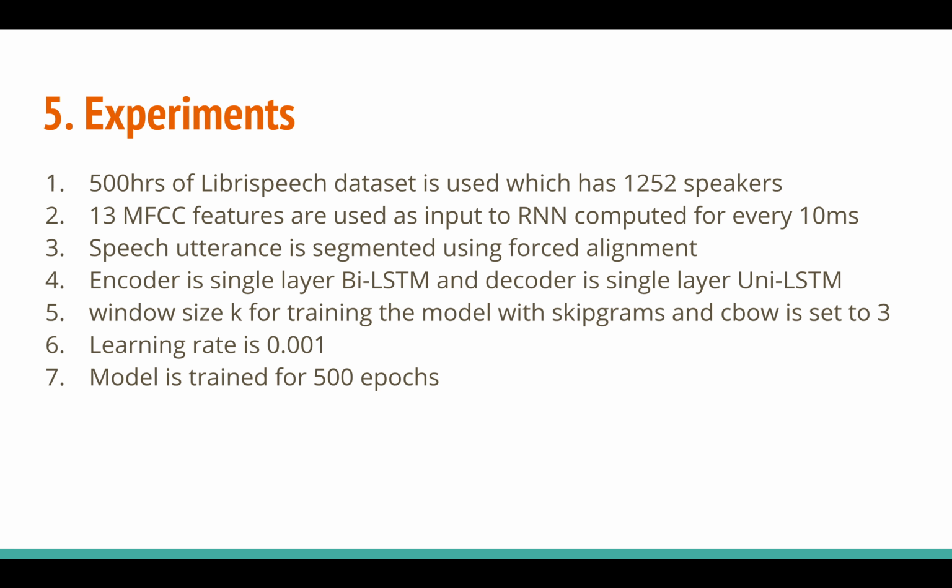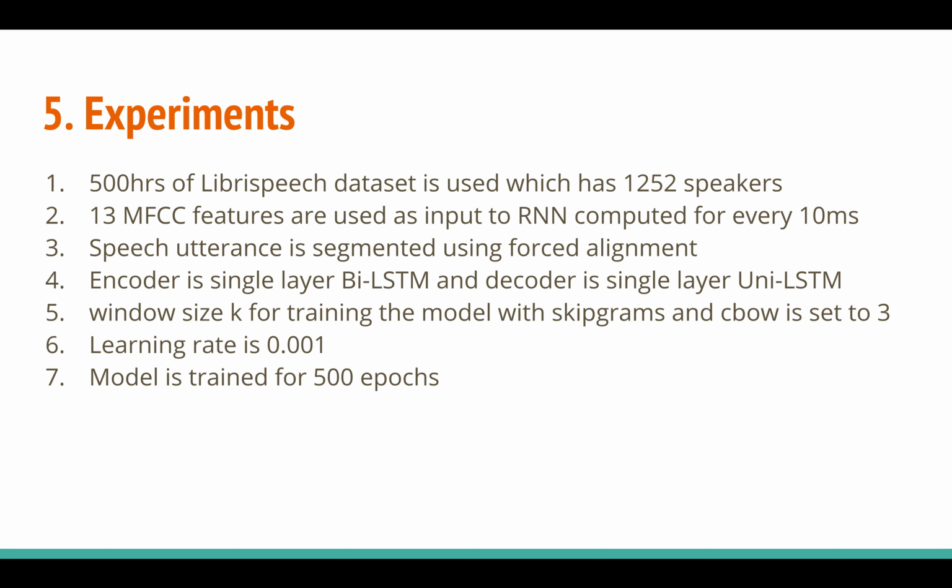After we do this word level segmentation, we get a dataset with words and the corresponding speech segment of each word. So word by word we have the speech segments. Once we get that kind of data, we can construct our model, which is an encoder decoder, sequence to sequence model. The encoder is a single layer BLSTM, bidirectional LSTM, and the decoder is a single layer unidirectional LSTM. And the window size is the number of words to the left and the number of words to the right you want to predict. Basically, how many words you want to predict.